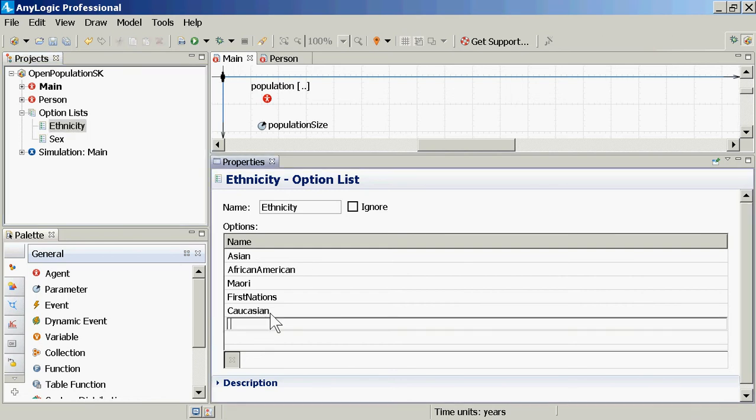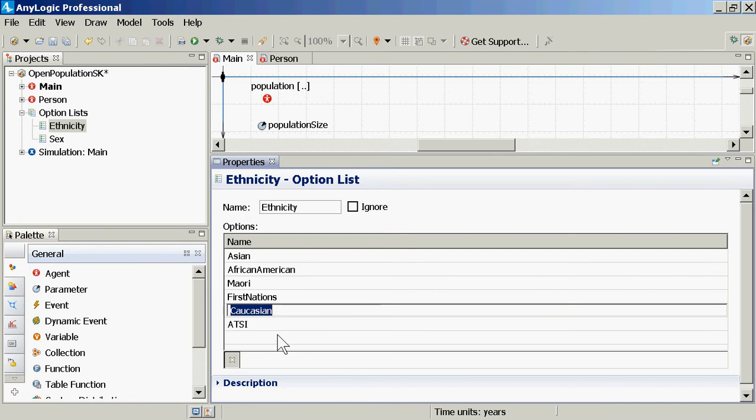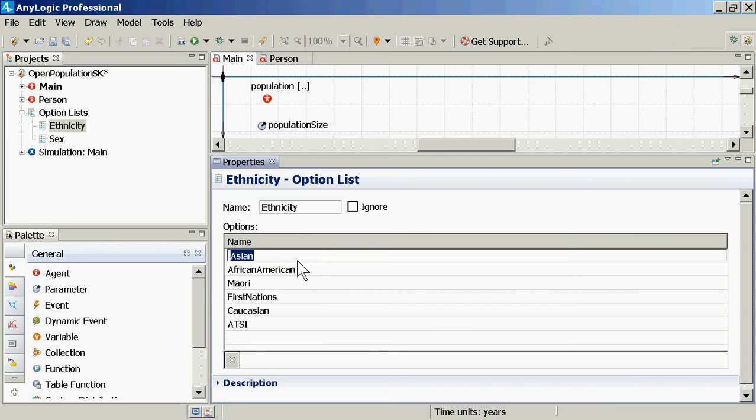Okay, ATSI. There we go. So we have a set of ethnicities, which are diverse in their geographic heritage. Okay, ladies and gentlemen, we're now going to start working to assign these to the initial population.